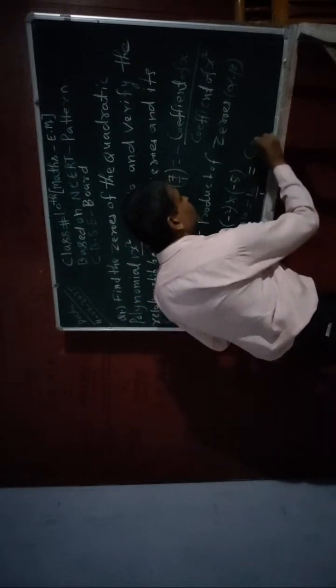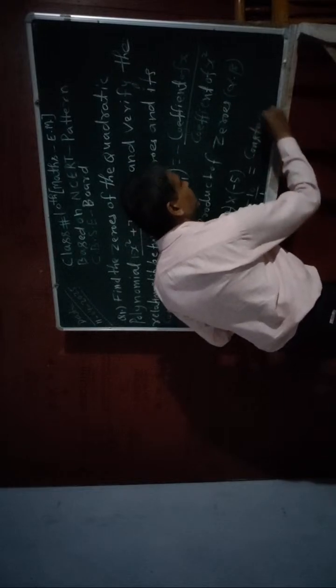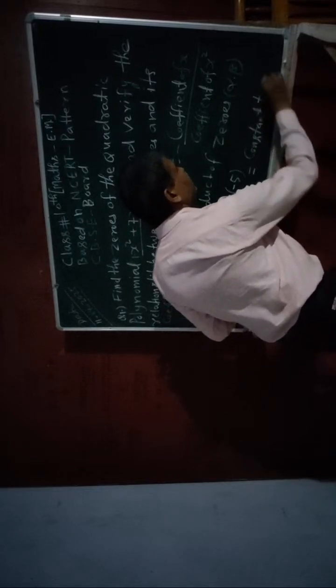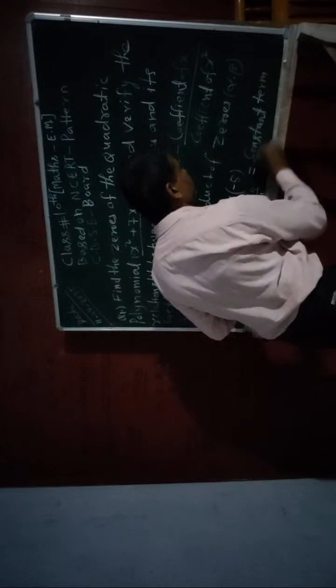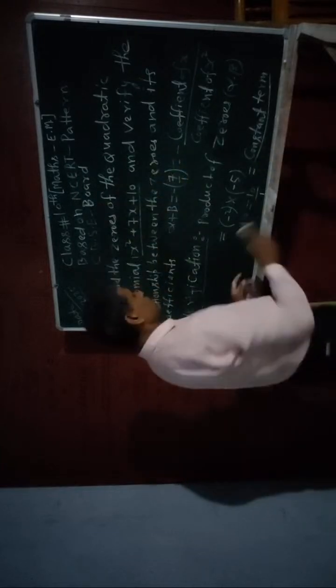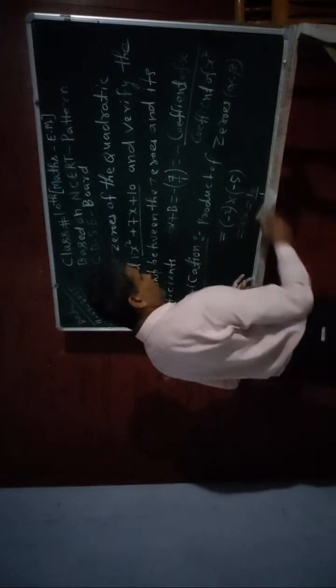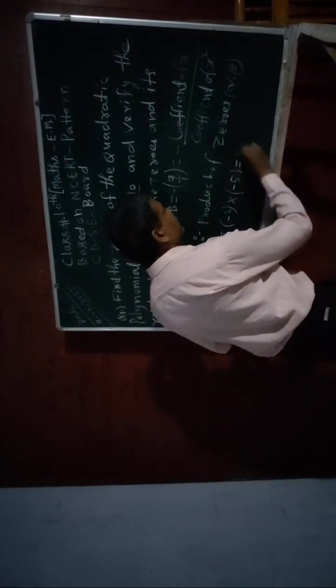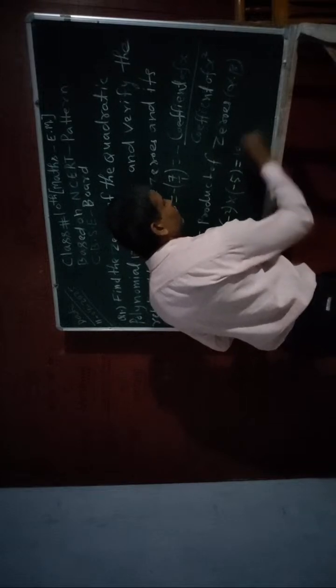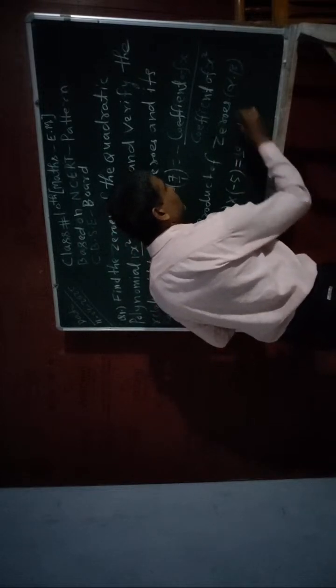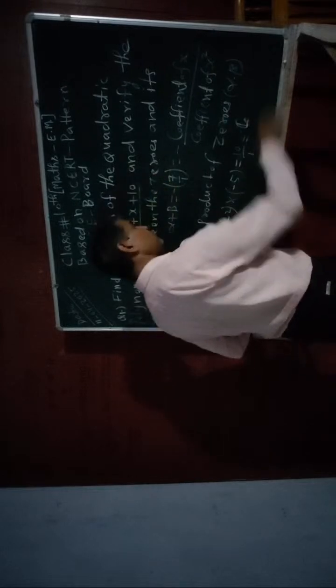So here I can write constant term divided by coefficient of x square. Now I am going to write at another place, so I am erasing this and writing here: it will become 10 divided by 1. Now in the place of 10, I will write the constant term.